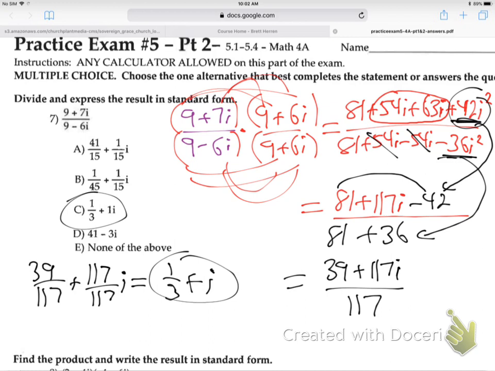How did you get 1/3? Just calculator. 117 divided by 39. This goes into that 3 times. Oh, I see what you're saying. Yeah, so just left a 1 on the top. Whenever the bottom's bigger, it ends up being a fraction like that, right? All right, so we'll move on.